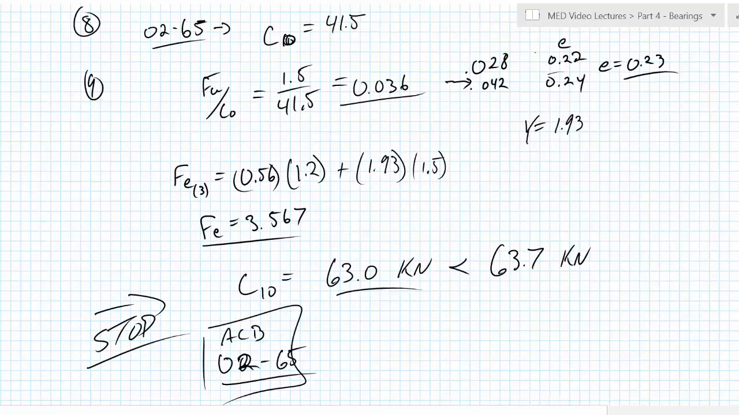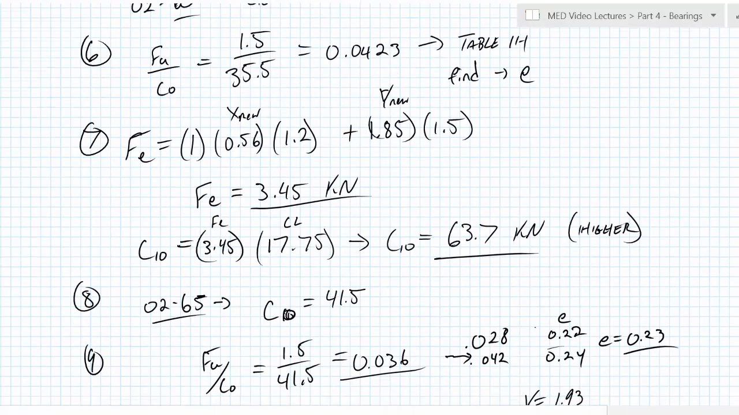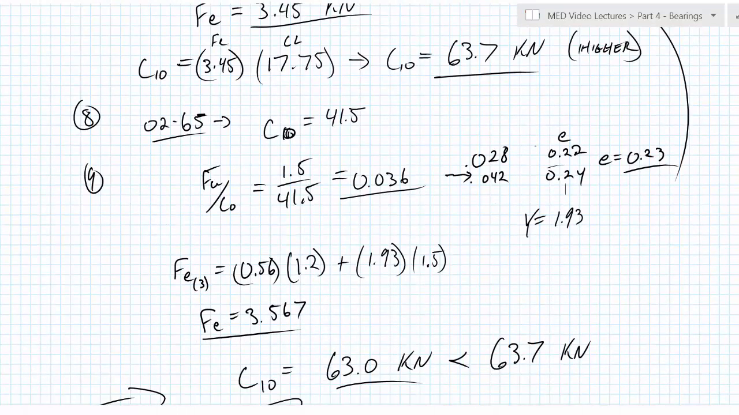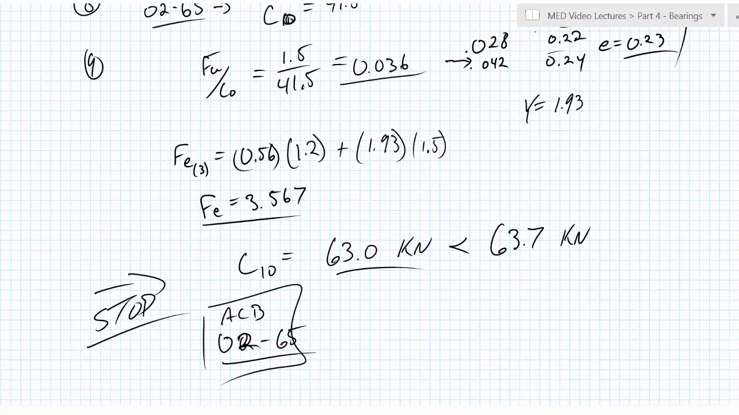All right, so that was quite a long process. But I wanted to walk through the full iterations. If we had chosen different X and Y values, we may have gotten this in one guess, and we could have also chosen poor guesses and done 4 or 5 iterations. But again, the process of just plugging in new Fe values and XYs is not very complicated. It's just a little tedious. But in the end, what you end up doing is finding a C10 which is smaller than your previous one. And that means that we are at the point where we should stop. So that is our 65 millimeter bore diameter bearing that we finally selected.